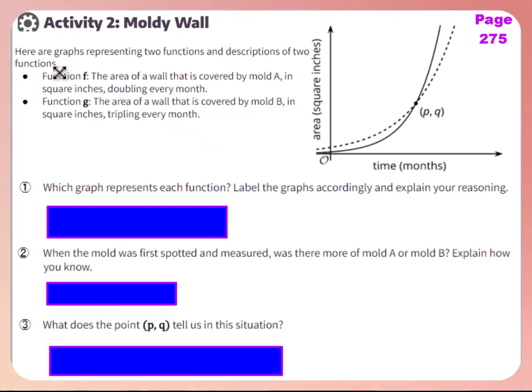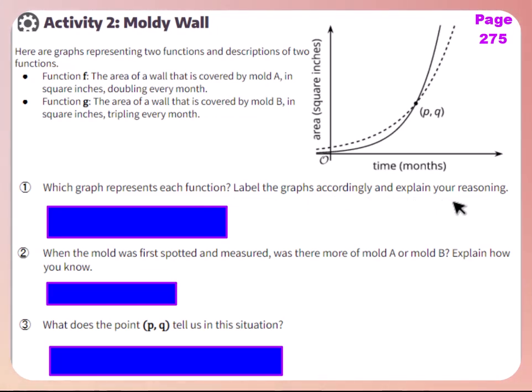All right, activity 2. Here are graphs representing two functions and descriptions of two functions. Function f is the area of a wall that is covered by mold A, in square inches, and it's doubling each month. Function g is the area of a wall covered by mold B, in square inches, that triples each month. Which graph represents each function? Label the graphs accordingly and explain your reasoning.